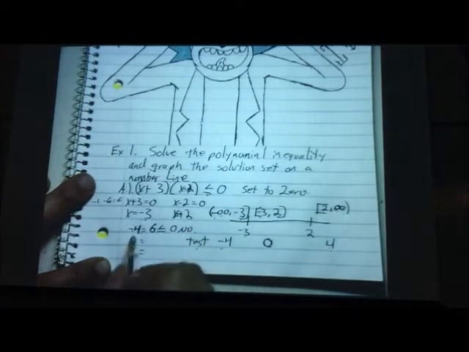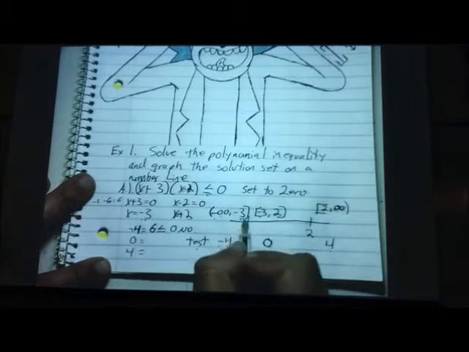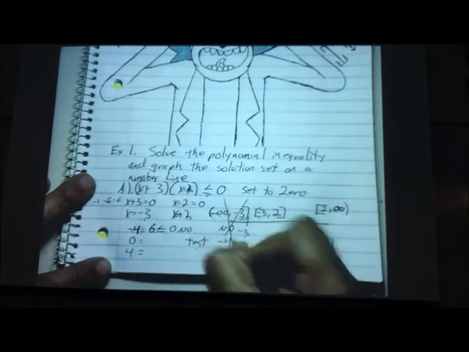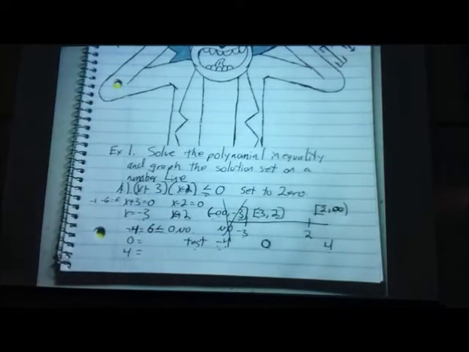Go to your test of negative 4. These are my numbers. The answer is no. Put an X. Don't scribble it out. Just put a light X so you can see where your steps are.